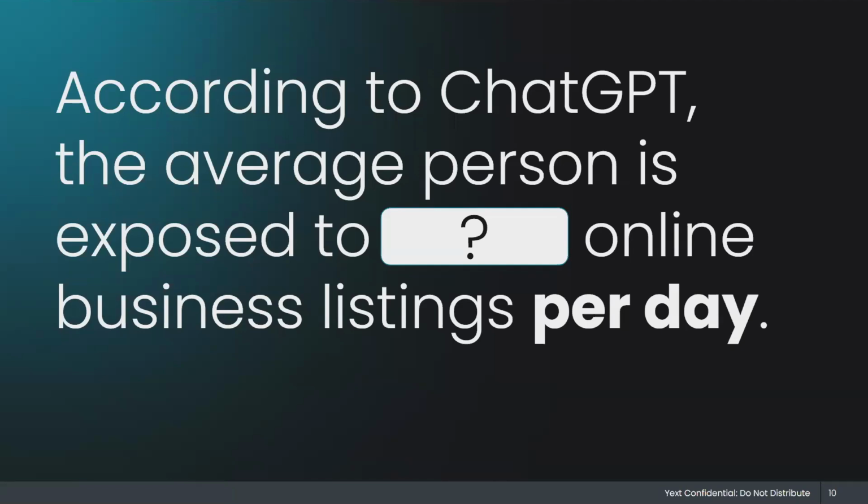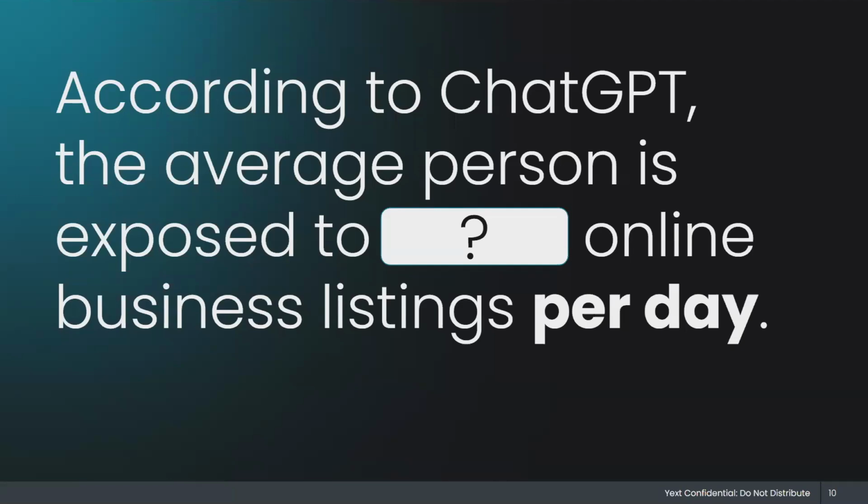Perfect. So there are 3 options that you should see on your screen. What's the average number of business listings a person is exposed to per day? Is it 1 to 9, 10 to 19, or 20 to 50? What do you think, according to ChatGPT? Oh, this is really interesting how everyone's voting. I love this. Awesome. Okay, thanks everyone.